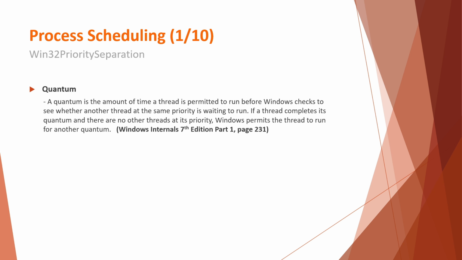What is quantum? A quantum is the amount of time a thread is permitted to run before Windows checks to see whether another thread at the same priority is waiting to run. If a thread completes its quantum and there are no other threads at its priority, Windows permits the thread to run for another quantum. So if after the current thread or process we don't have something else at the same priority, then the quantum will run again on the current thread. And that's the definition from Windows Internals if you want to check it.